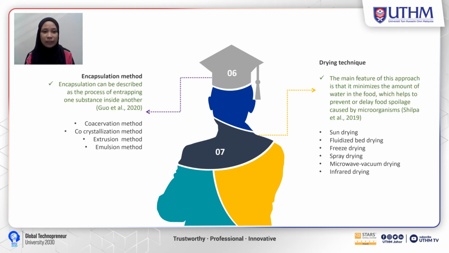Encapsulation method can be described as the process of entrapping one substance inside another, according to Guo et al. 2020. Coacervation method, co-crystallization method, extrusion method, emulsion method are examples of encapsulation method. And the last one is drying technique. The main feature of this approach is that it minimizes the amount of water in the food, which helps to prevent or delay food spoilage caused by microorganisms, cited by Shilpa et al. 2019. Sun drying, fluidized bed drying, freeze drying, spray drying, microwave vacuum drying, infrared drying are examples of drying technique.